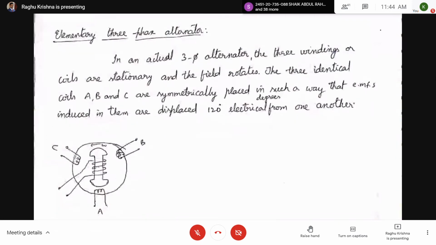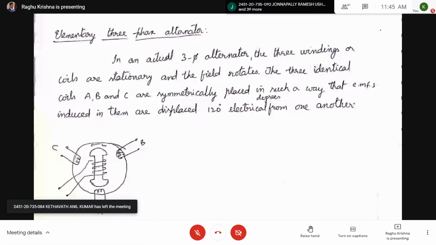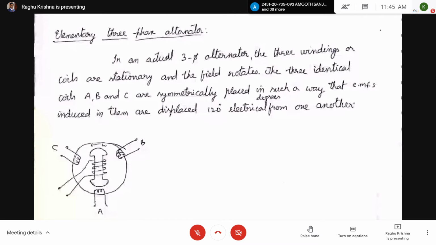You have an electromagnet that produces the magnetic field, and we rotate that magnetic field. The magnetic field can be rotated by placing the field on a rotor. The three identical coils A, B, and C are symmetrically placed in such a way that the EMFs induced in them are displaced 120 degrees electrical from one another.